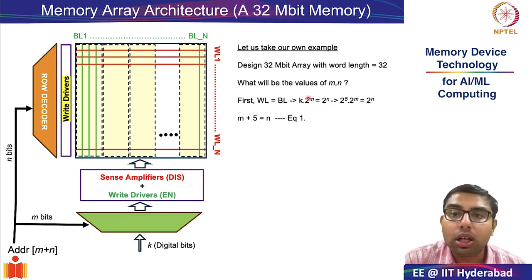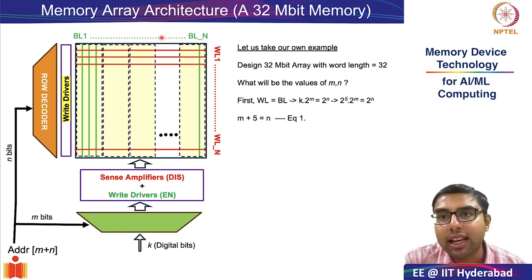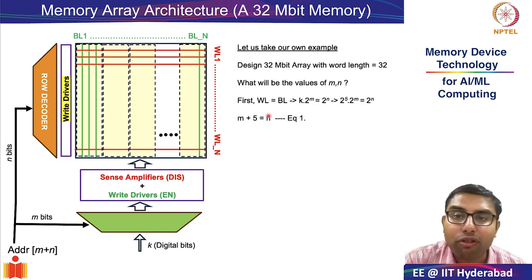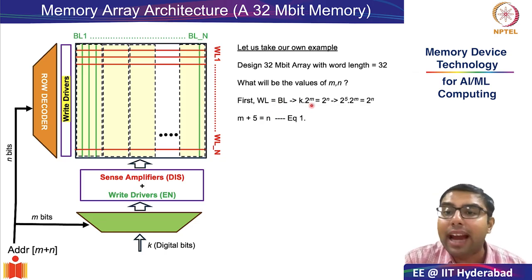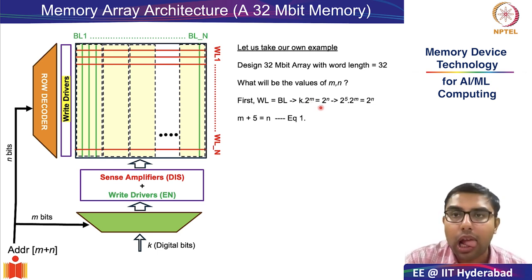And the number of bit lines will be k into 2 to the power of m. This is because the bit lines are divided into k pages, each having 2 to the power of m columns. So the total number of bit lines has to be k into 2 to the power of m. And since this is a square array, the number of bit lines has to be equal to the word lines. So k into 2 to the power of m should be equal to 2 to the power of n.